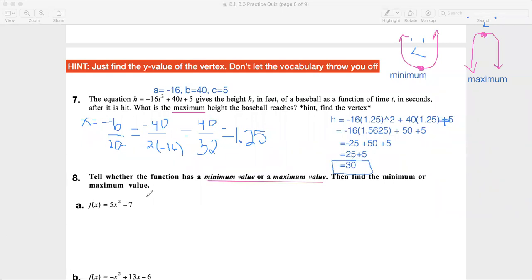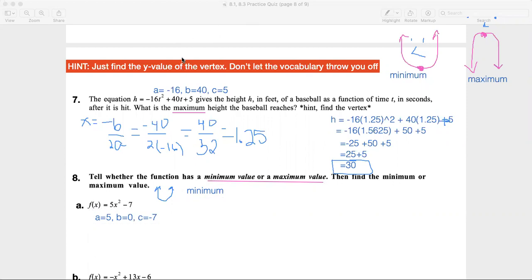All right, number 8, tell whether the function has a minimum or maximum value, then find it. All right, so I can see in 8a, it's facing up because your a value is positive. So I can see that it's going to have a minimum. Okay, I can see that right off the bat. Now let's actually find that. That would be the y value of the vertex. So I'm going to go ahead and label, identify my a, b, and c. So a is 5, b is 0, c is negative 7.